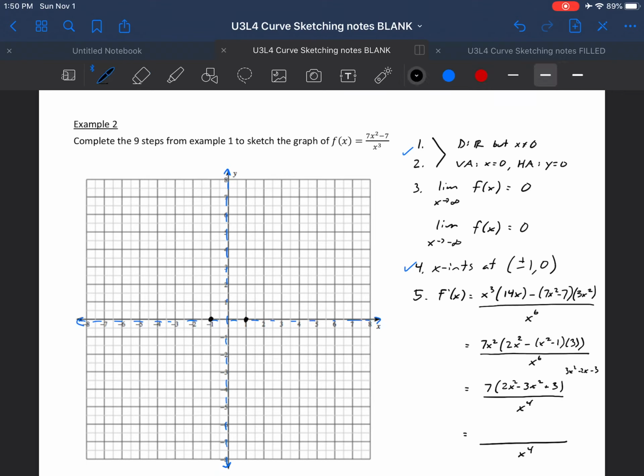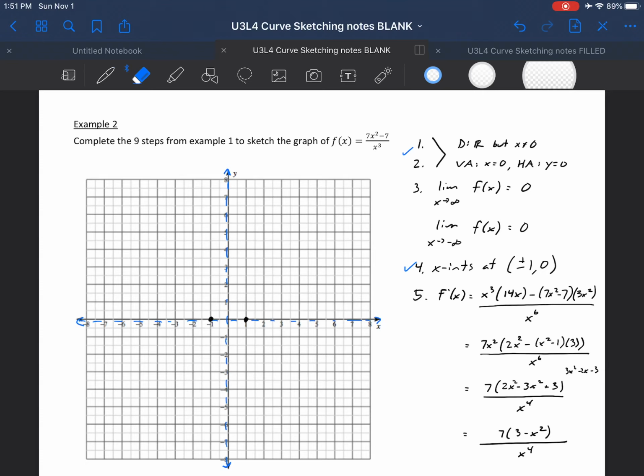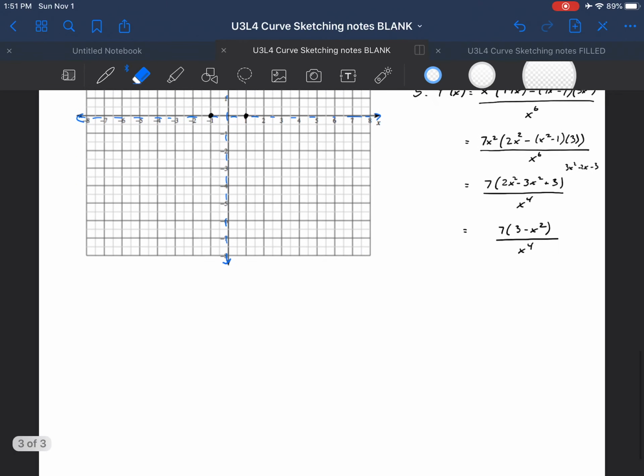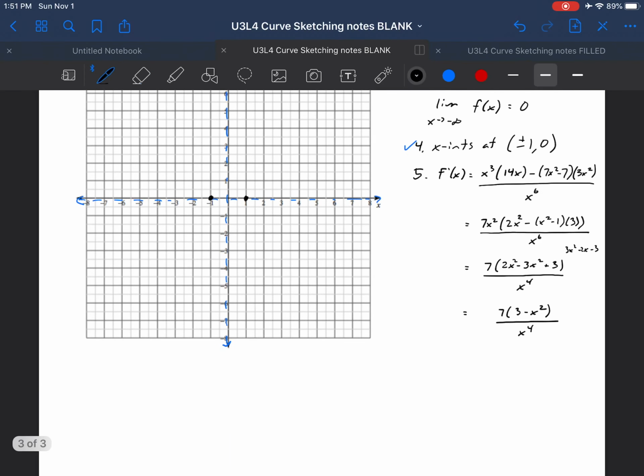So let's recopy this. This is still a 7, and now that's just 3 minus x squared. And that is a lot easier. All right, and now what we want to do is make our number line for f prime. So I'm going to do that here.